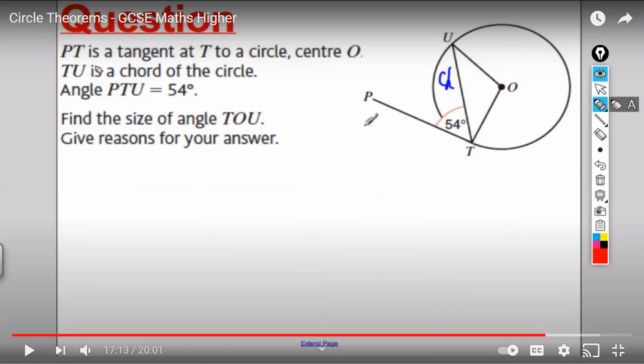So this question says, PT is a tangent to the circle. So yes, this is definitely a tangent, guys, right? And remember, guys, the tangent always meets the radius at 90 degrees. So here is 90 degrees for sure, because of the rule that the tangent always meets the radius at 90 degrees. Cool. And it says here that right here is 54 degrees. Cool. It says find the size of the angle TOU, which is this angle here. So they're asking you to find this angle. Cool.